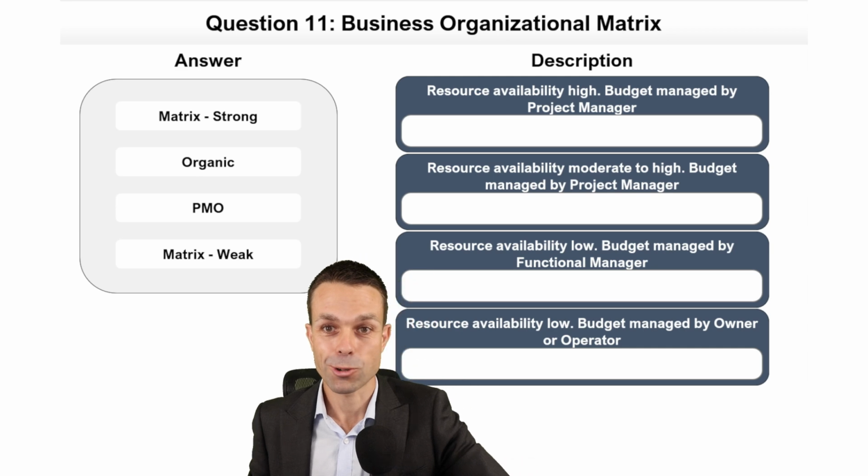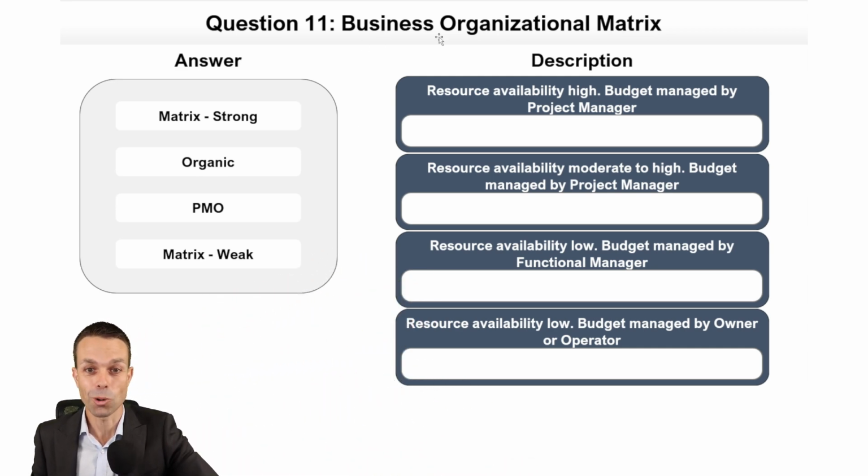And wow, a nice tricky one to start off with, our business organizational matrix. Do you remember this from the PMBOK guide or looking at that? So let's start from the top. Resource availability is high, so we have a high access to resources. The project budget is managed by the project manager. So our next one is moderate to high for resource availability. The total one is PMO. So PMO is always at the top.